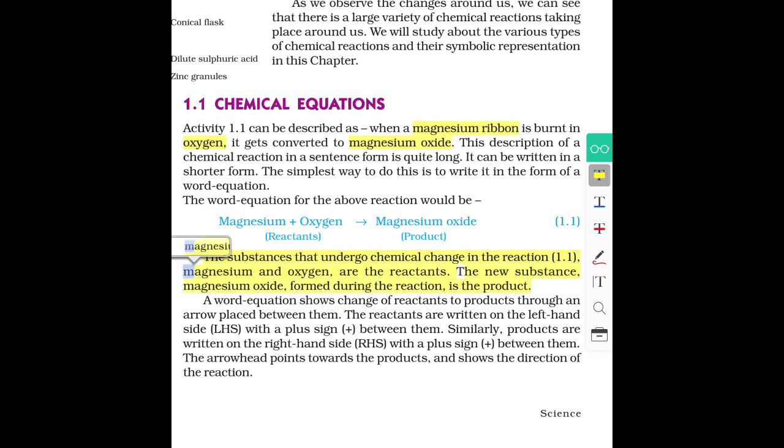A word equation shows the change of reactants to products through an arrow placed between them. The reactants are written on the left side, LHS, with a plus symbol between them. Similarly, products are written on the right side, RHS, with a plus symbol between them. The arrowhead points towards the product and shows the direction of the reaction, which we have already studied in the previous video.